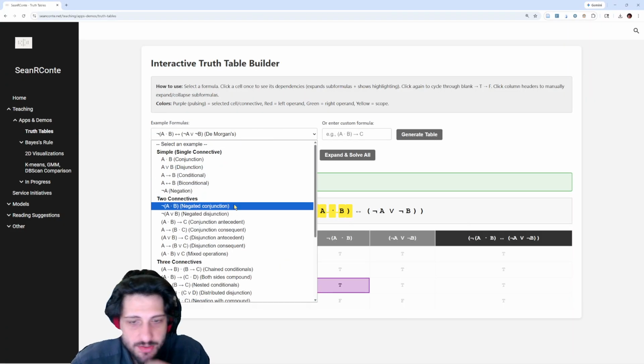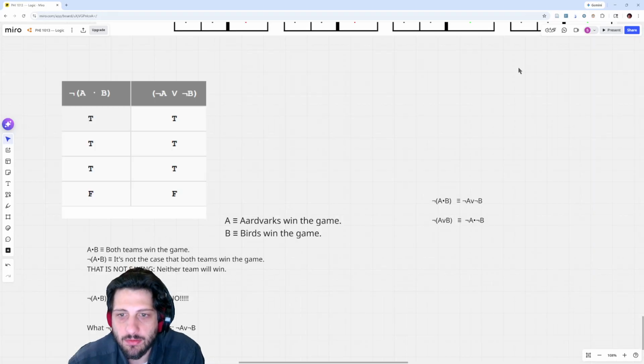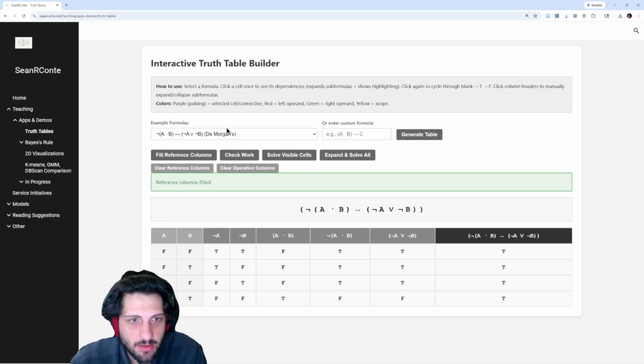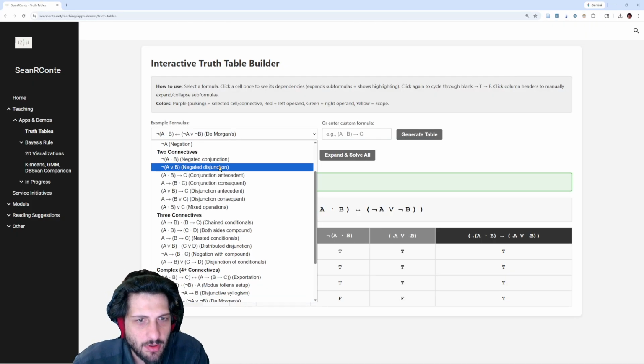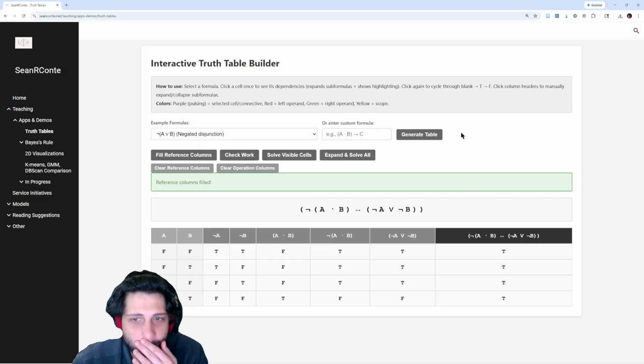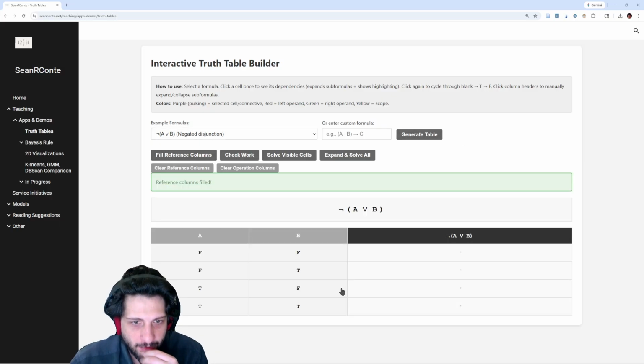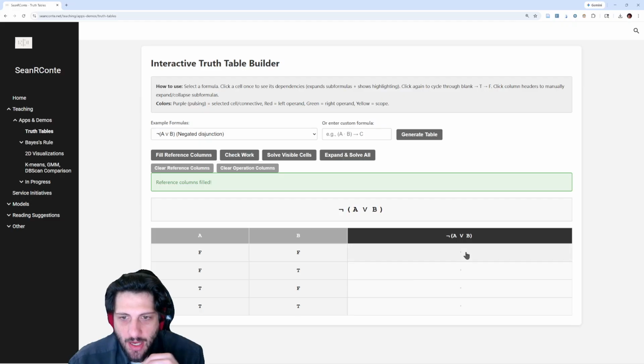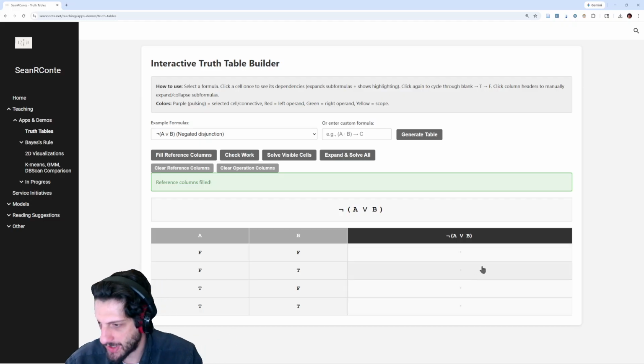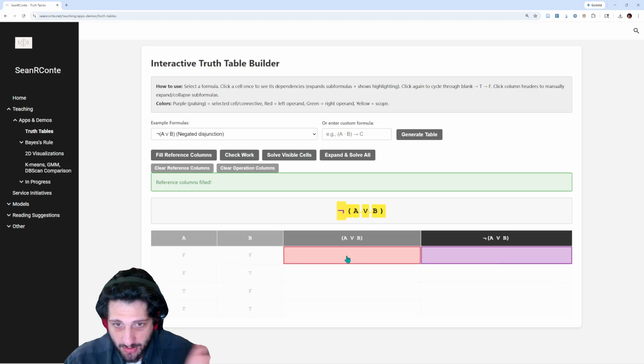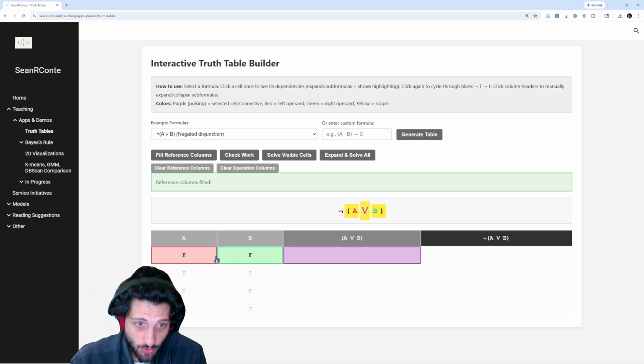We'll say, okay, so let's first remind ourselves, not (A or B). Do we have that as one of our examples? Yep, we have our pre-made example. So I'll go ahead and fill in our reference columns. And then I'll say, okay, let's work through this real fast. So it's not the case that A or B. That's going to depend on A or B, which is going to depend on A and on B.